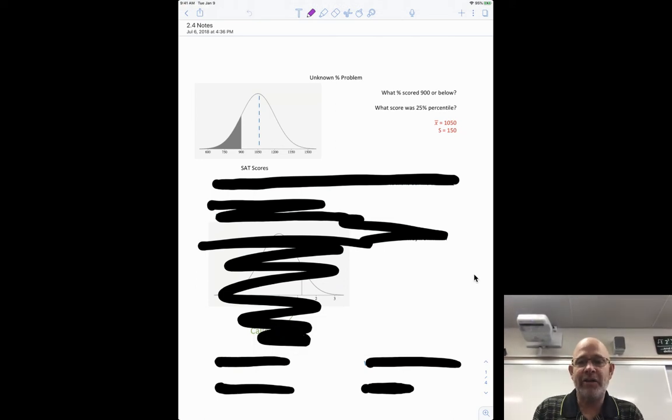All righty. Hello, everyone. Section 2.4 today, statistics. A little bit of warning on this one. This one might be a tad longer also. There's kind of a lot to go through. I would say this right now is the most important section we've had so far. It's the basic introduction to the normal curve.